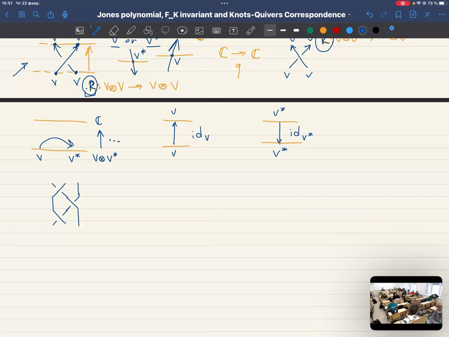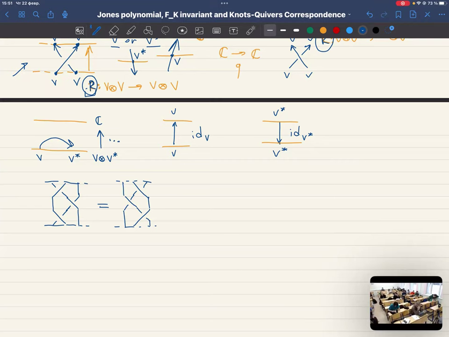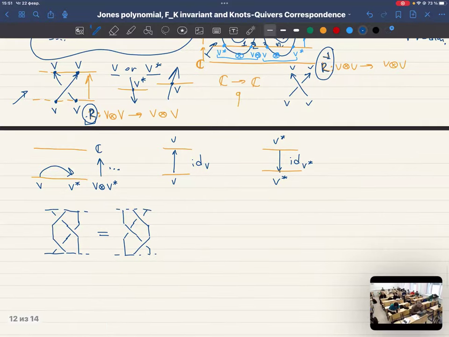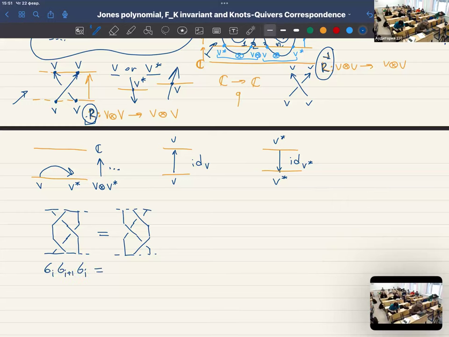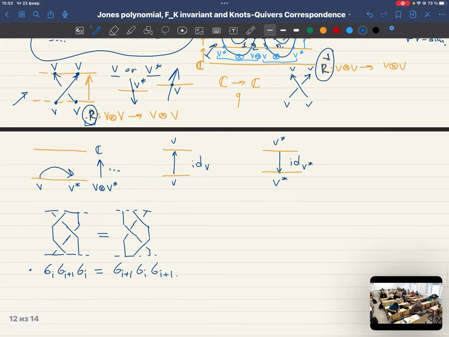So if we have this part in our bridge, then it should equal to this thing. And this is the braid relation. So in terms of the generators we had before, it just looks like this. And this is the same as for the Reidemeister move. And this gives some restriction on how the matrix R should look like.